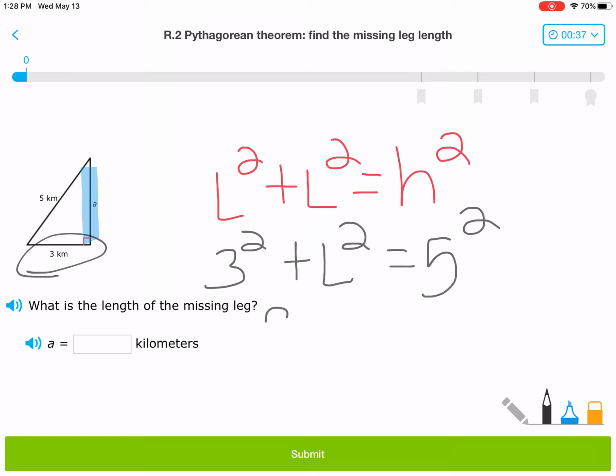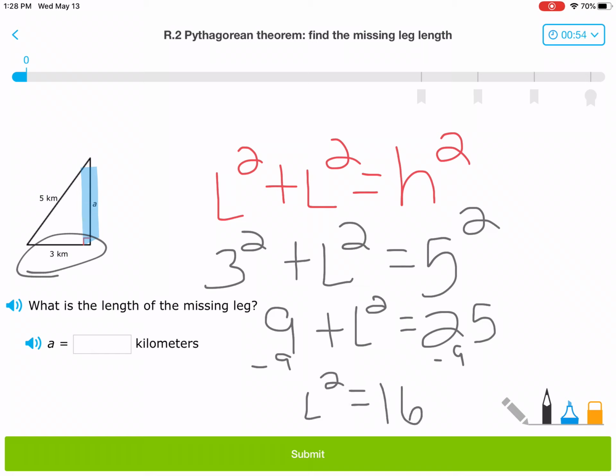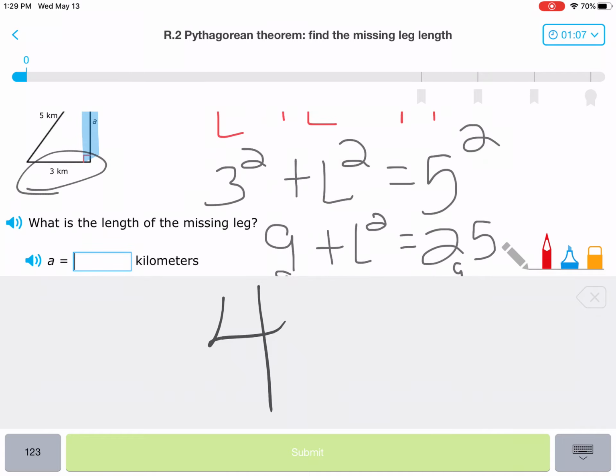So 3 squared is 9 plus L squared equals 25. So think about, how would we solve an equation? We're going to subtract 9. And we're left with L squared equals 16. So if we want just L, the opposite of squaring is the square root. What number times itself gives you 16? It's 4. The missing side is 4.